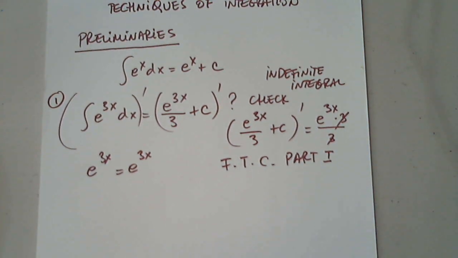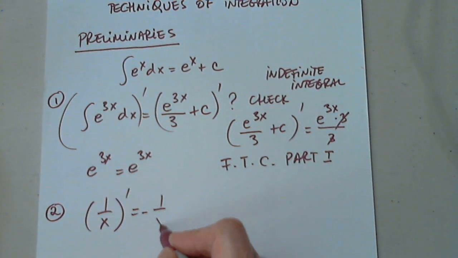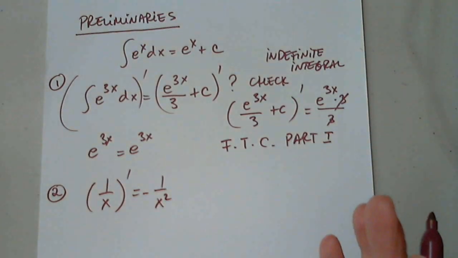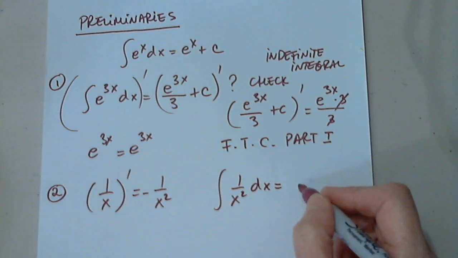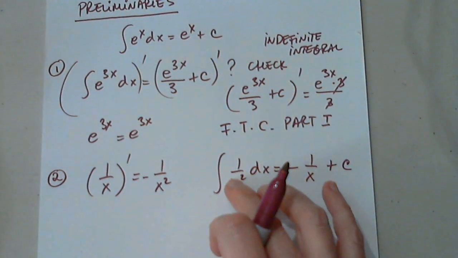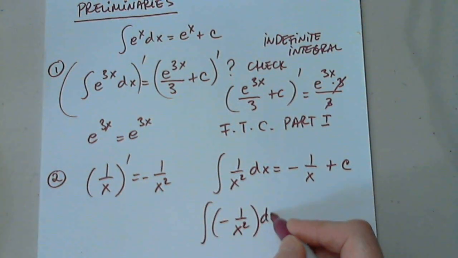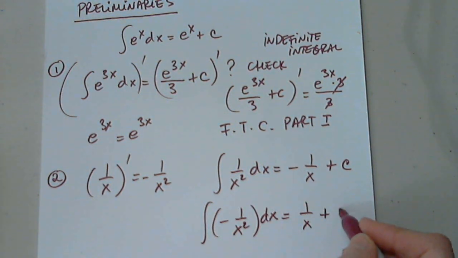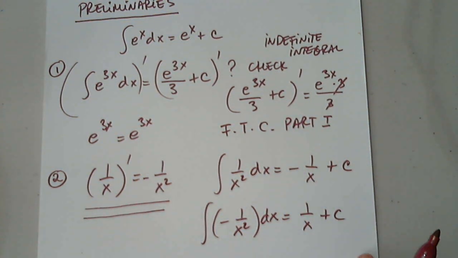Then the second thing, very important: the derivative of 1 over x equals negative 1 over x squared. And when we integrate, for example, 1 over x squared dx, the answer is negative 1 over x plus a constant c. Of course, if we integrate negative 1 over x squared dx, then we get 1 over x plus a constant c.